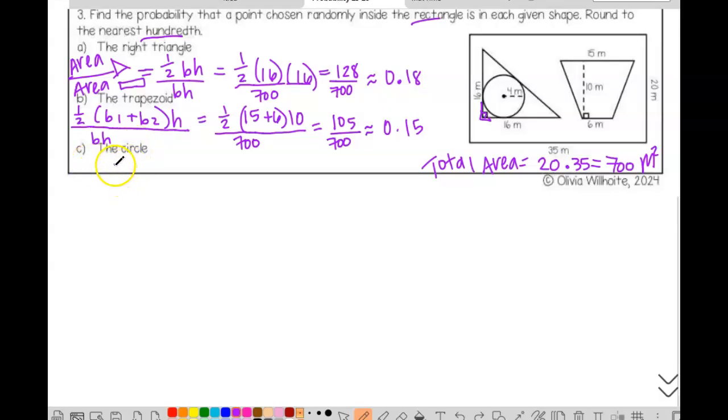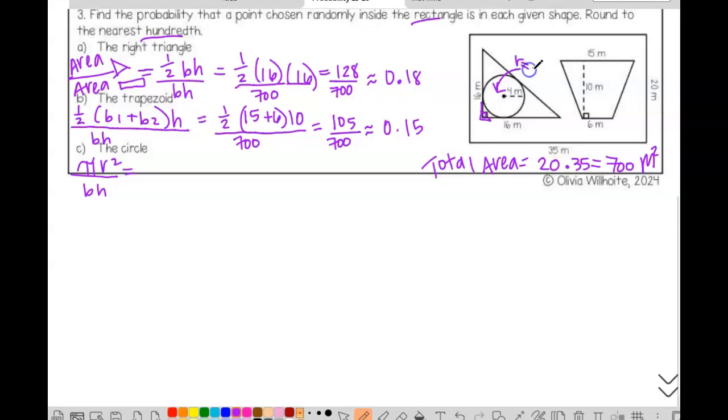Okay, last one, the circle. The circle area formula is pi r squared, the infamous pi r squared, over base times height for the rectangle. Luckily on this image, the radius is given to us. What is it? 4.